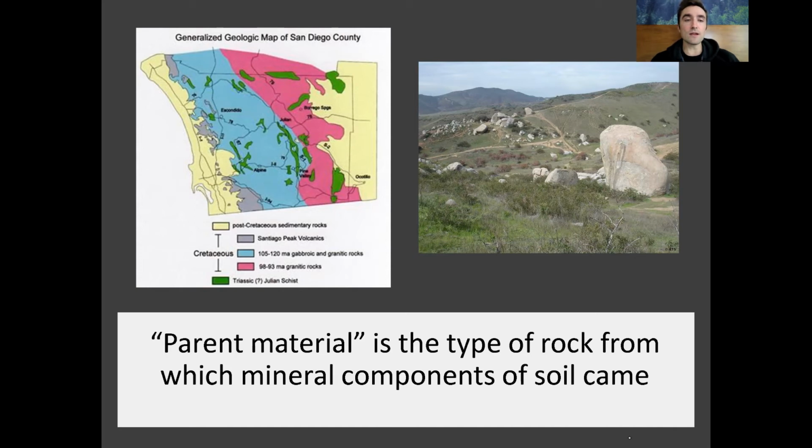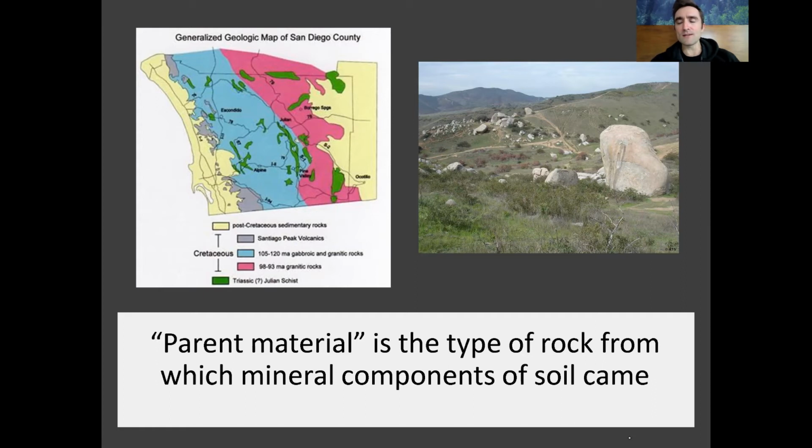Then as you head inland, we get into granitic rocks, granite. The image you see on the right is granite-based soil, and the parent material are granite boulders. Then as you head even further, you get into pure granite up near Julian. But there's a unique thing called the Julian schist, which is its own different type of parent material. Now, you don't need to memorize those different names, but just recognize there are different types of parent material.